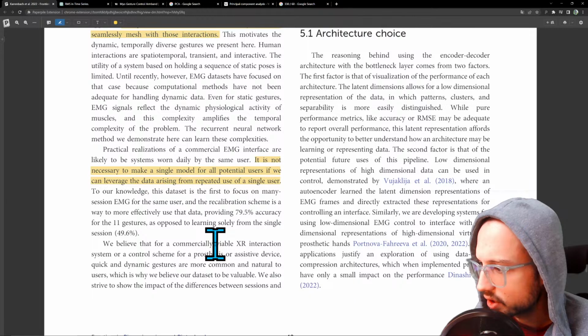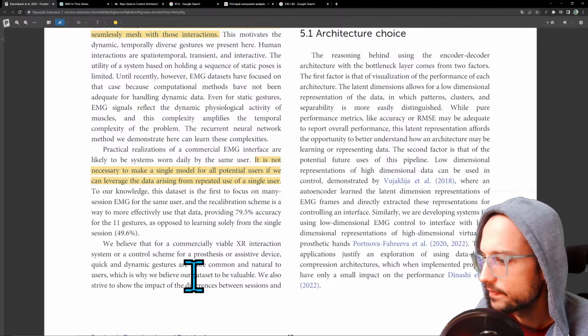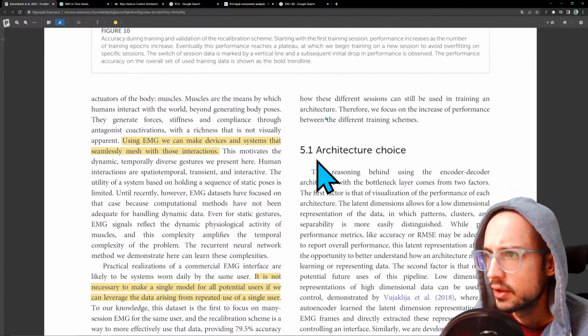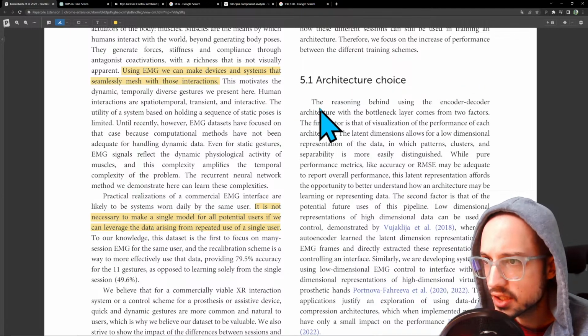We believe that for commercially viable XR interaction, quick and dynamic gestures are more common and natural to users. Architecture choice. The reasoning behind using the encoder-decoder architecture with a bottleneck layer comes from two factors. The first factor is that of visualization of the performance of each architecture. The latent dimension allows for low-dimensional representation of the data in which patterns cluster.